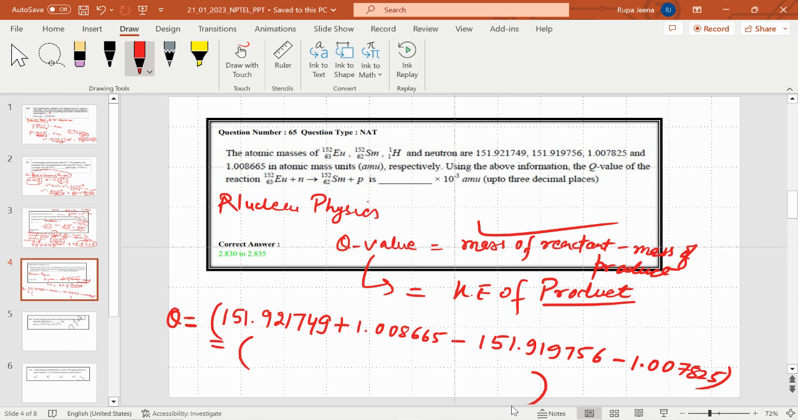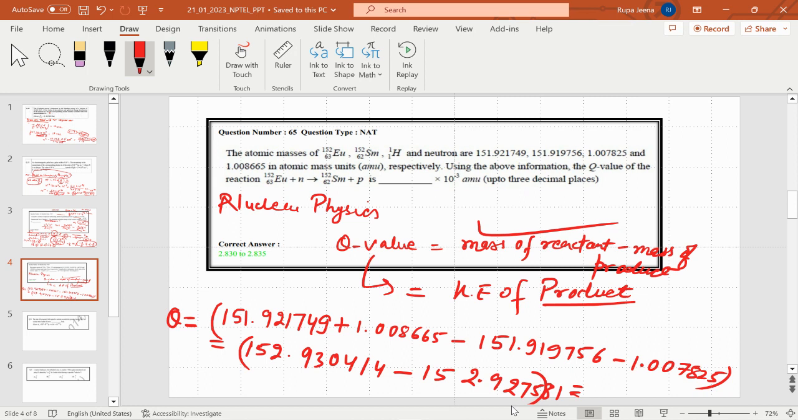151.921749 plus 1.008665 is equals to 152.930414 minus 151.919756 plus 1.007825 gives you 152.927581.